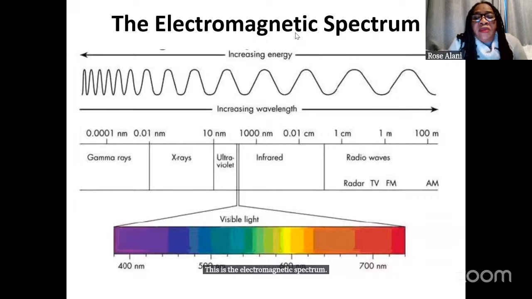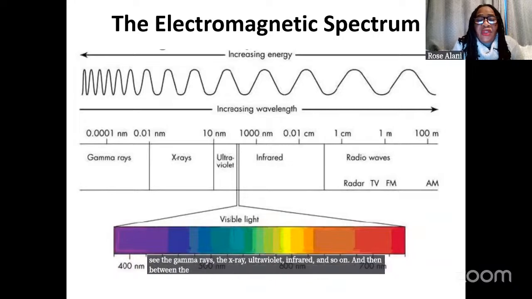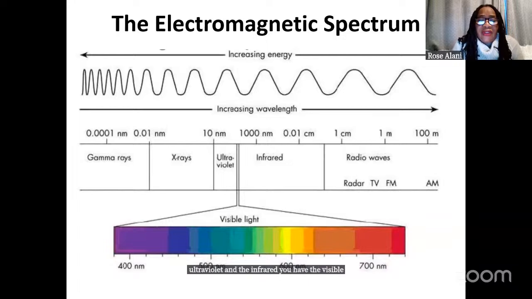So this is the electromagnetic spectrum. As you can see, this is light that has increasing wavelength, and the different rays at the different wavelengths. You see the gamma rays, the X-ray, ultraviolet, infrared, and so on. Between the ultraviolet and the infrared, you have the visible light, in the range of 400 to 700 nanometers. So just have that in mind.